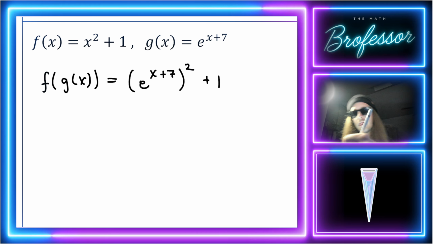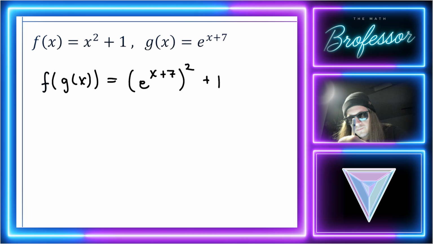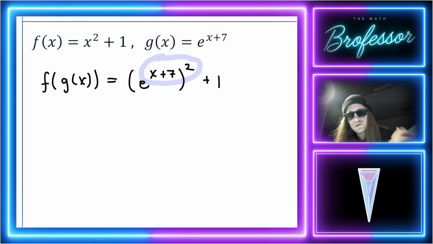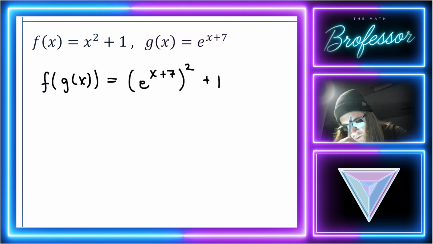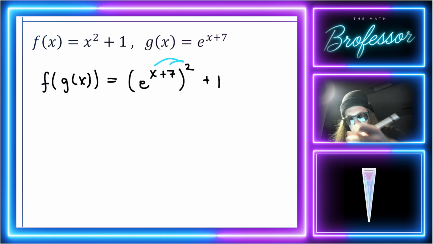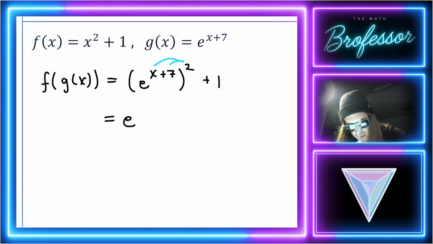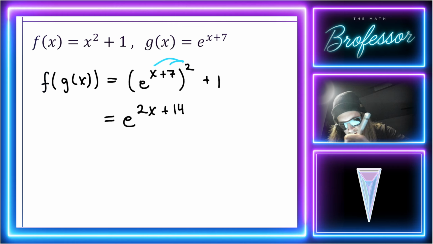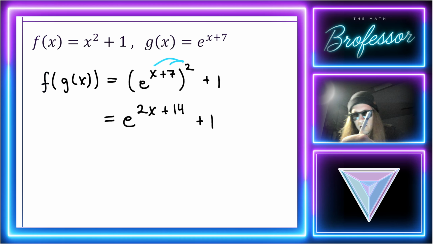And good. This requires properties of exponents, right? Properties of exponents, when you have a power to a power, you multiply the exponents, and you will need to distribute this too. This ends up being distribution. So this is e to the 2x plus 14 plus 1. All right, that's the first one.